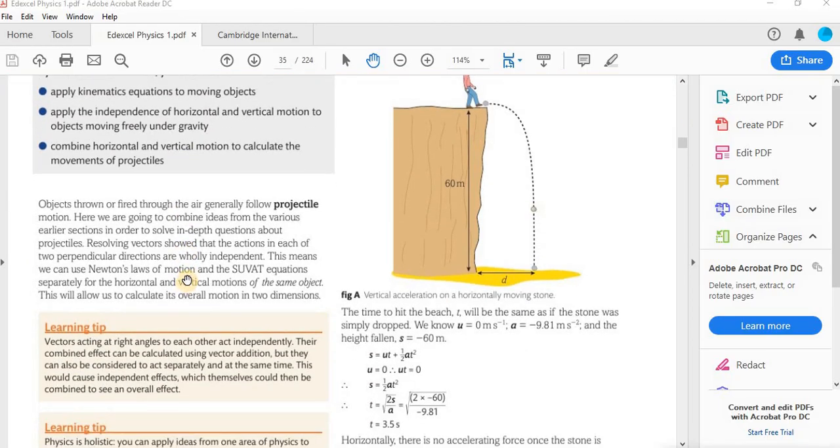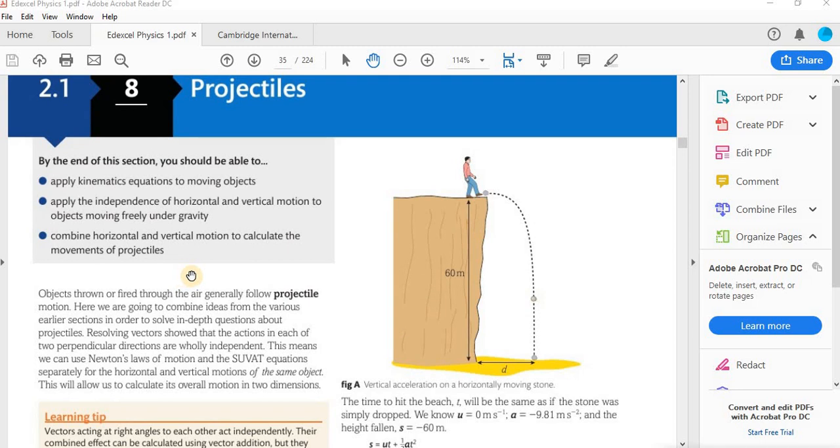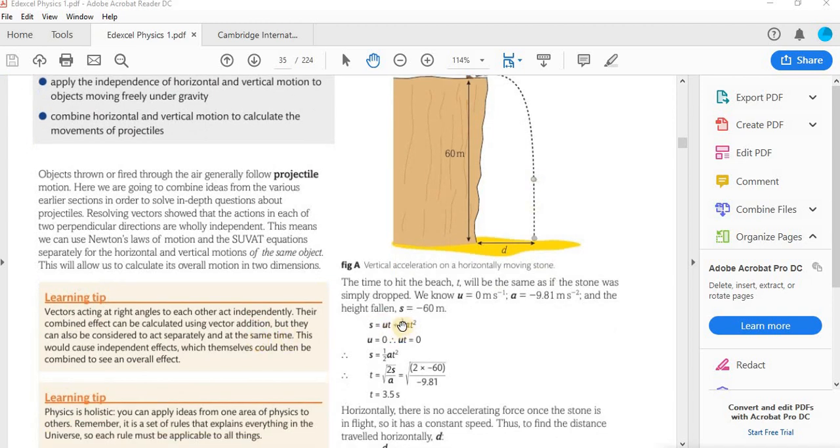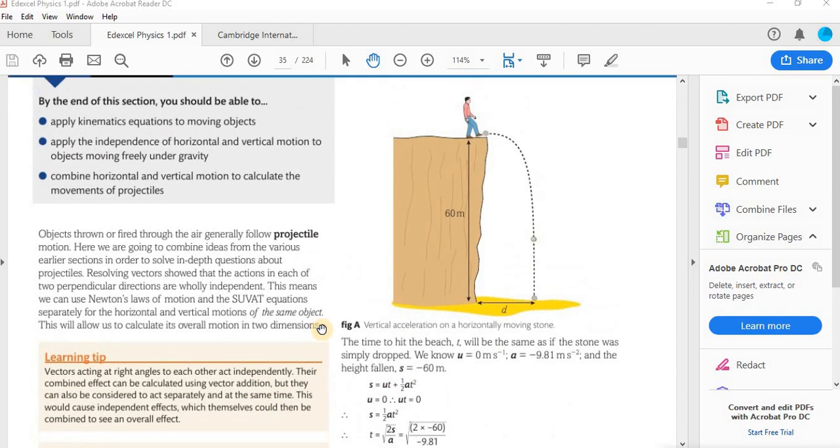All right, the first thing is we have to understand what a projectile is. Objects thrown or fired through the air generally follow projectile motion. So the object that is thrown is actually a projectile, and it follows projectile motion. The path taken by the projectile is called the trajectory, and the time the projectile is in the air is called the time of flight. To do these calculations, we have to use the SUVAT equations, those 4 equations that we learned in the previous lesson. Here is one of those 4 equations.